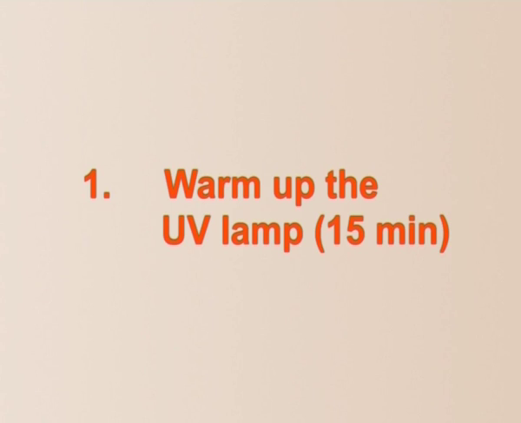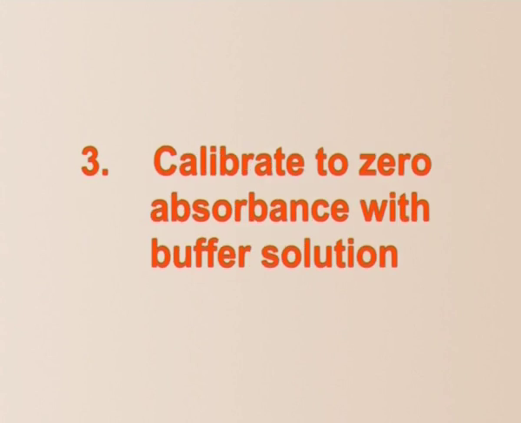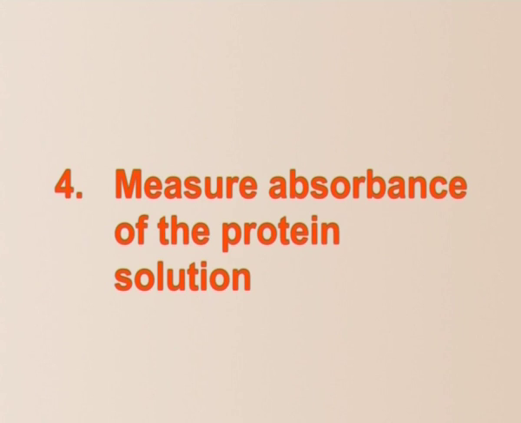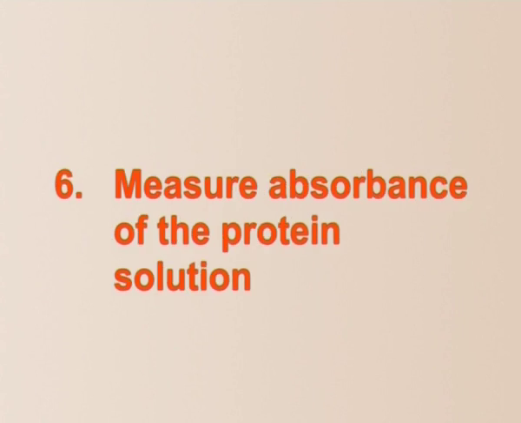Procedure: warm up the UV lamp for 15 minutes, adjust the wavelength to 280 nanometers, calibrate to 0 absorbance with buffer solution, measure the absorbance of the protein solution, adjust the wavelength to 260 nanometers, and measure the absorbance of the protein solution.